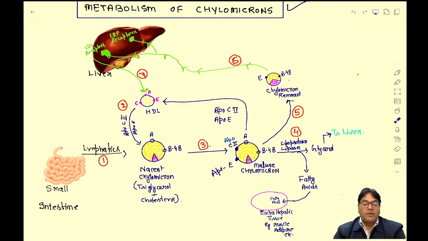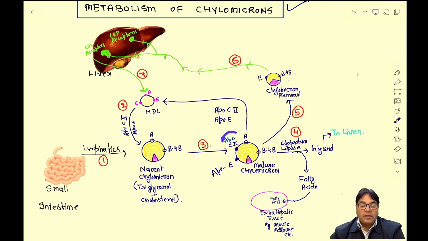These two apoproteins are transferred from HDL to the nascent chylomicrons. Now this chylomicron gets converted into a mature chylomicron, which consists of apoprotein E and apoprotein C second received from the HDL, and B48 and A are already present. And there is phospholipid and triglyceride in the center, and it has cholesterol at one corner. So the mature chylomicrons then go for further processing.